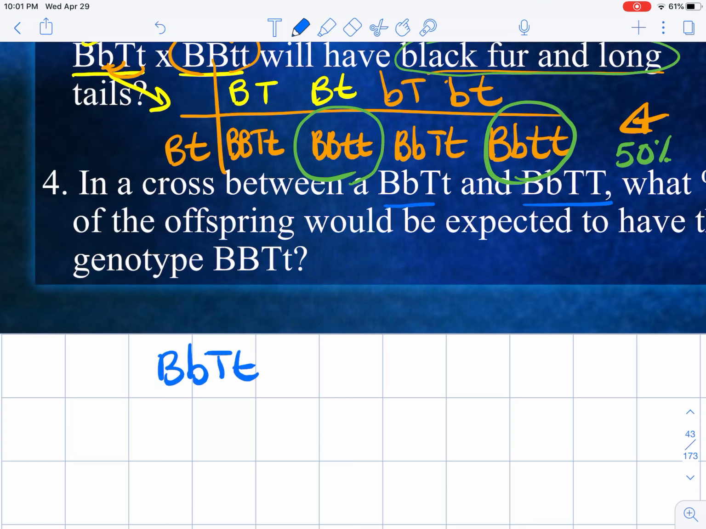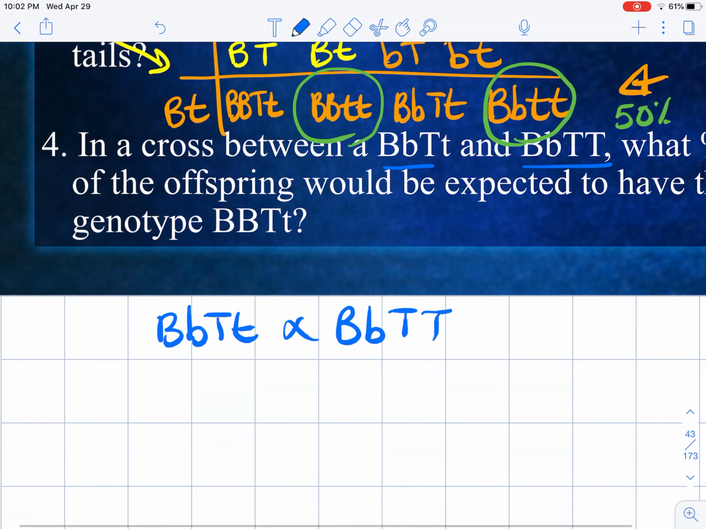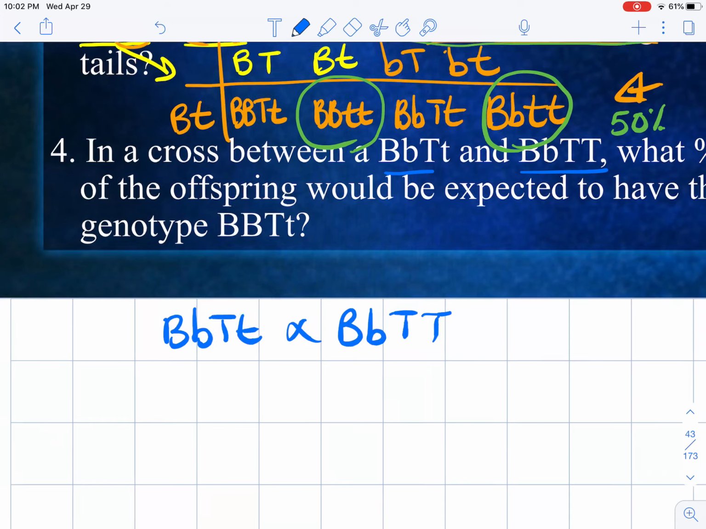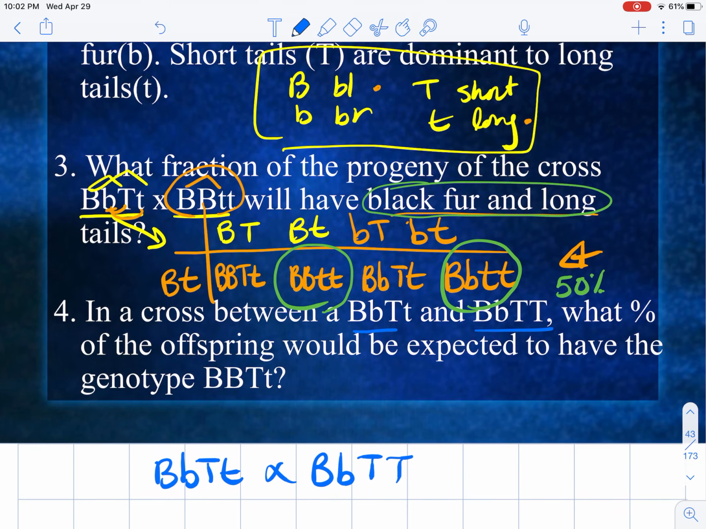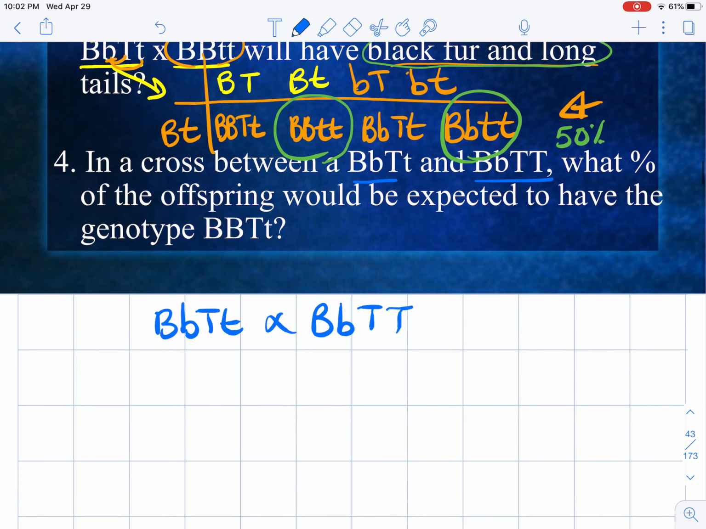Number 4 is showing you what 2 parents you're working with right here. And first thing we do, of course, is get the legend. It's the same legend as the question before, so I'm not going to rewrite the legend. But for number 4, you want to get your gametes. This, of course, will have 4 gametes. I'll show you how you do this again.